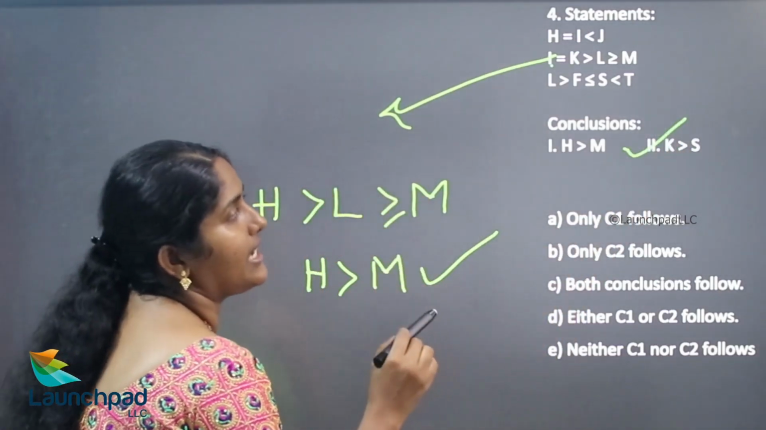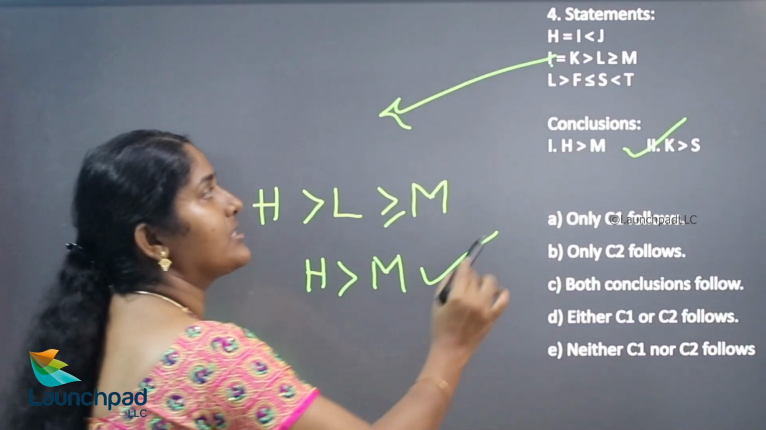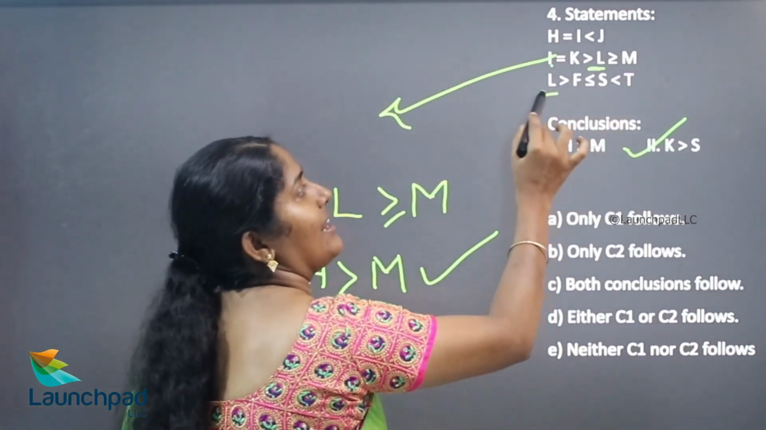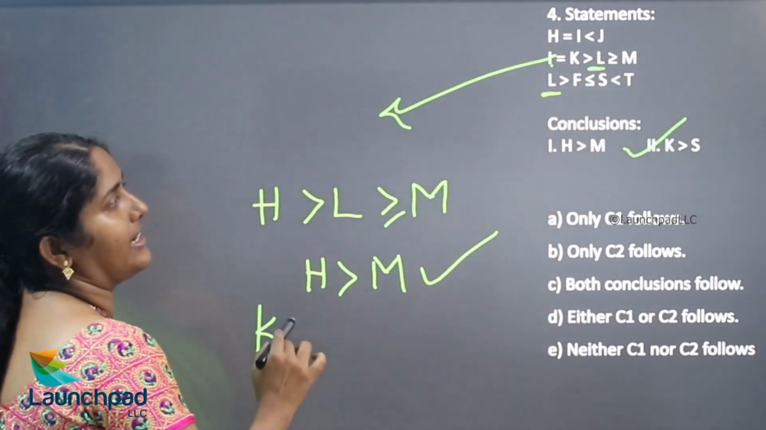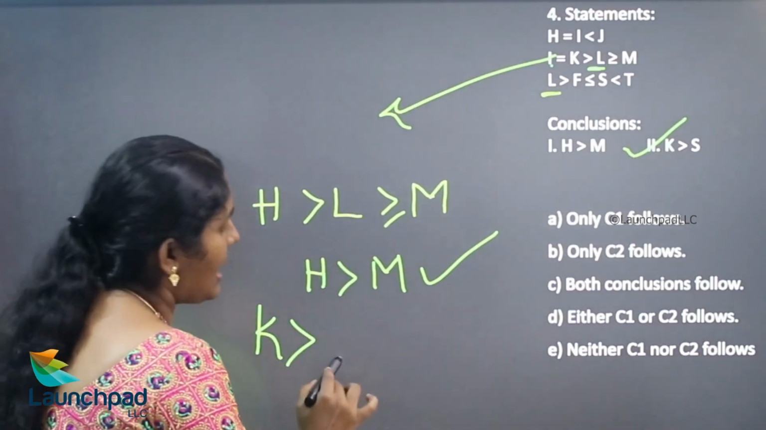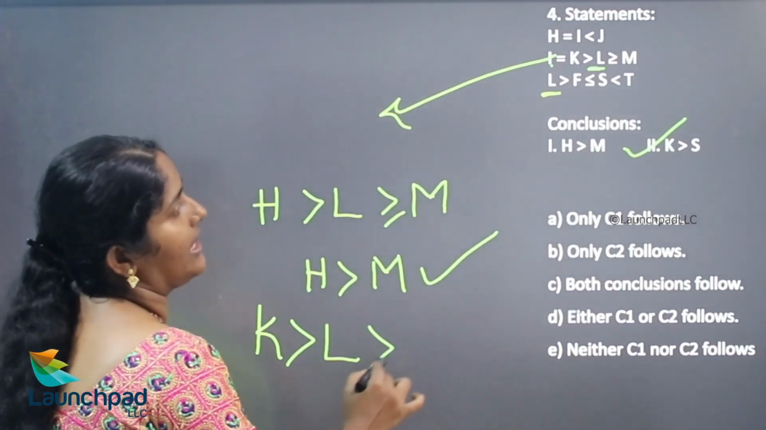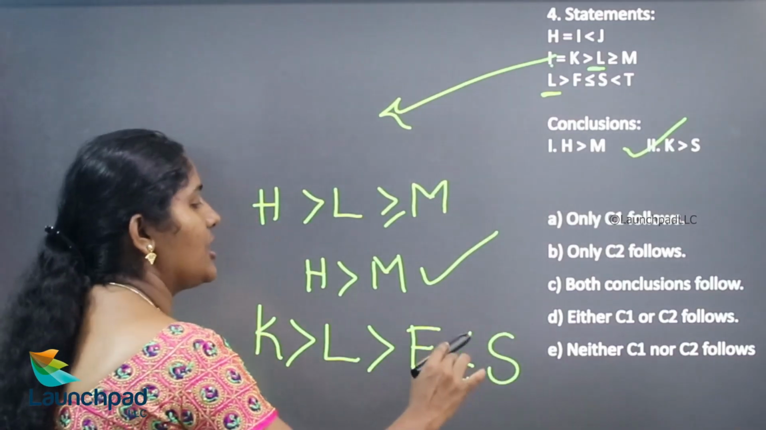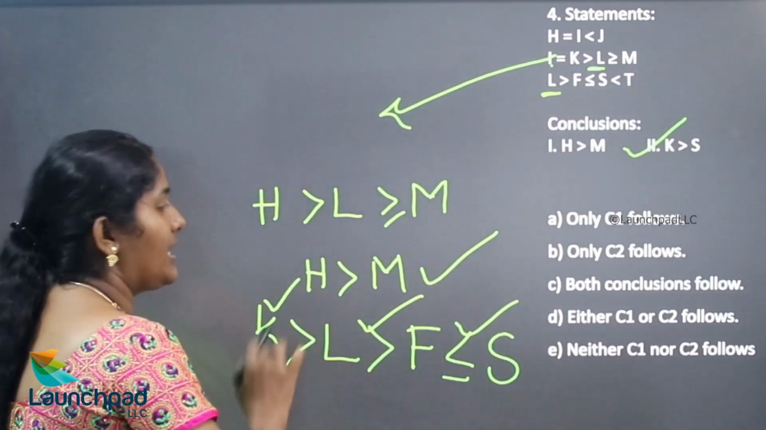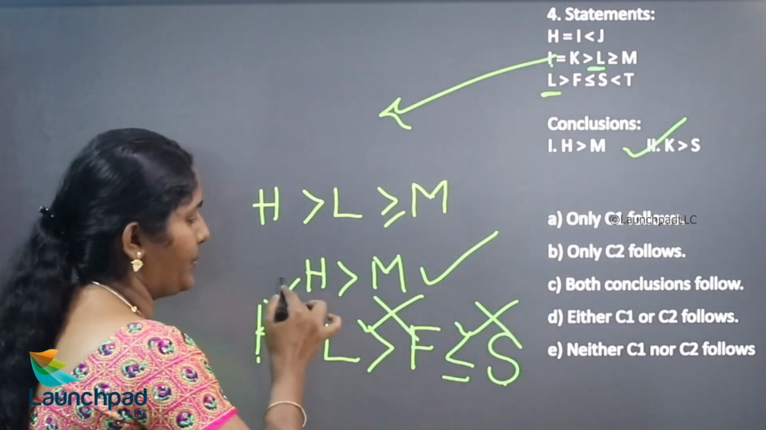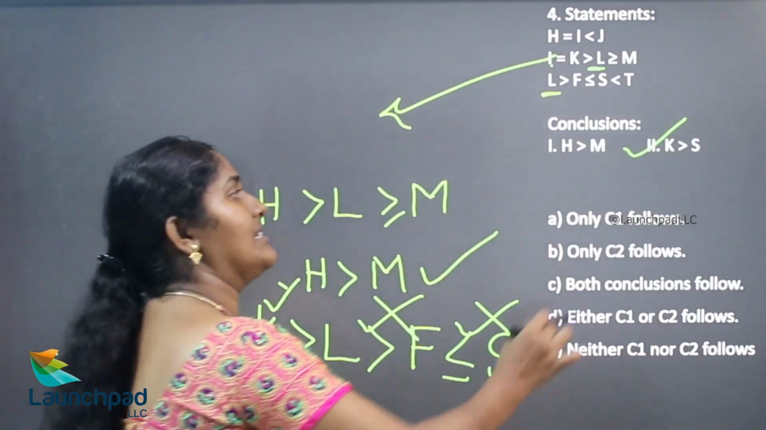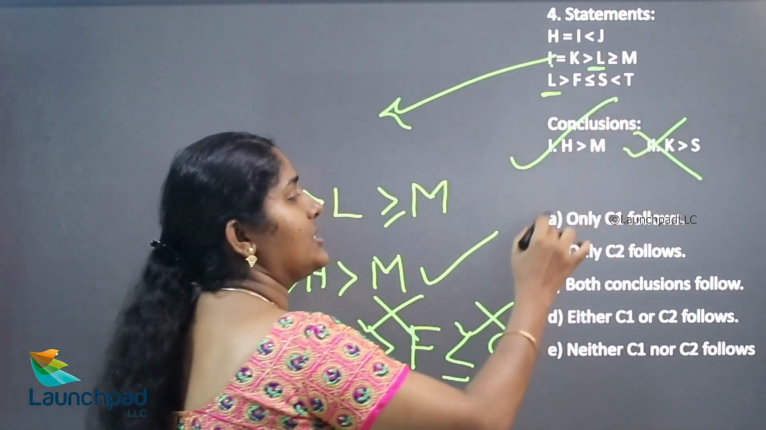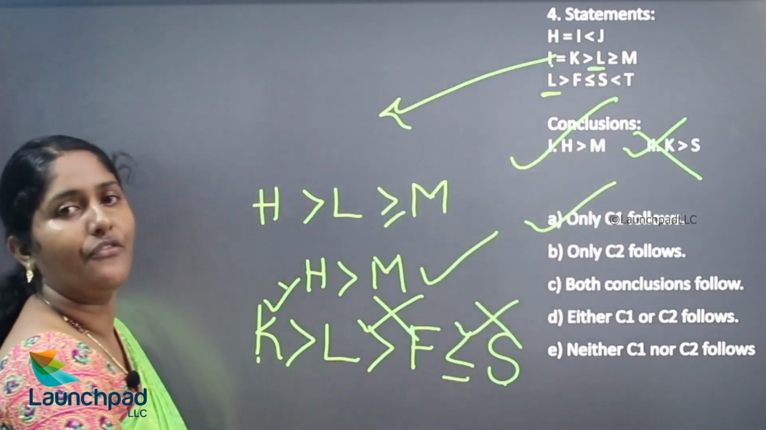And yeah, the second conclusion. So what is K greater than S? Which is the common term here? L. So K greater than L, and L is greater than F. F is less than or equal to S. Is there any common symbol between K and S? No. So hence your answer is wrong. The first one is right. Only conclusion 1 follows.